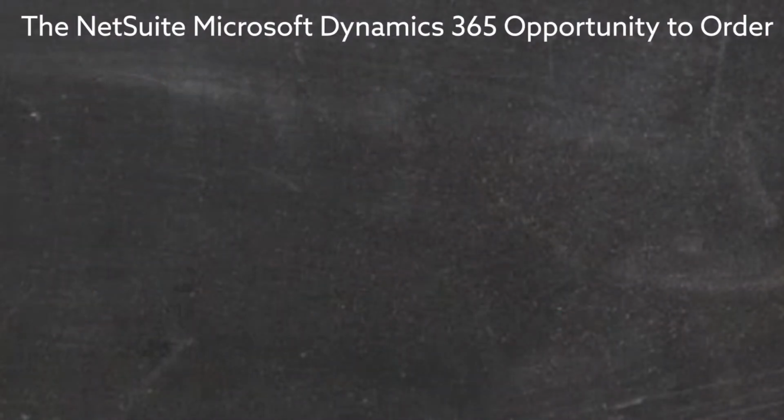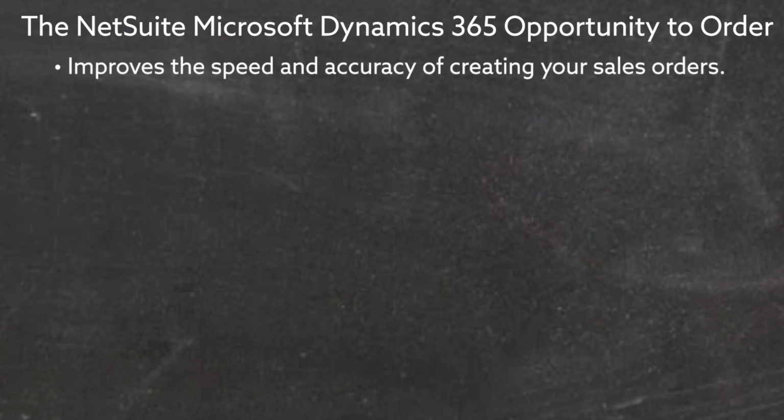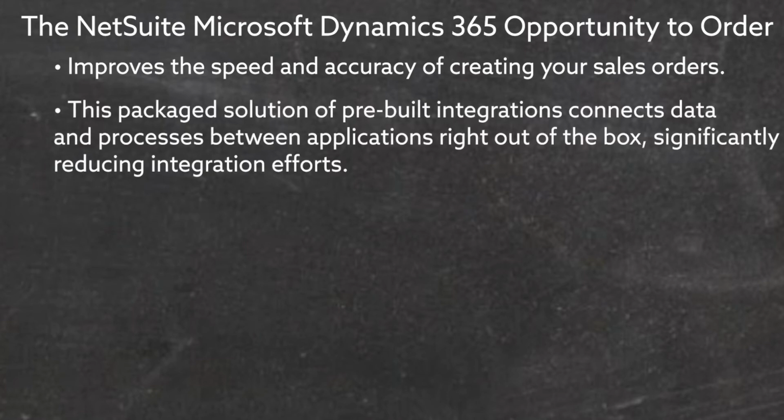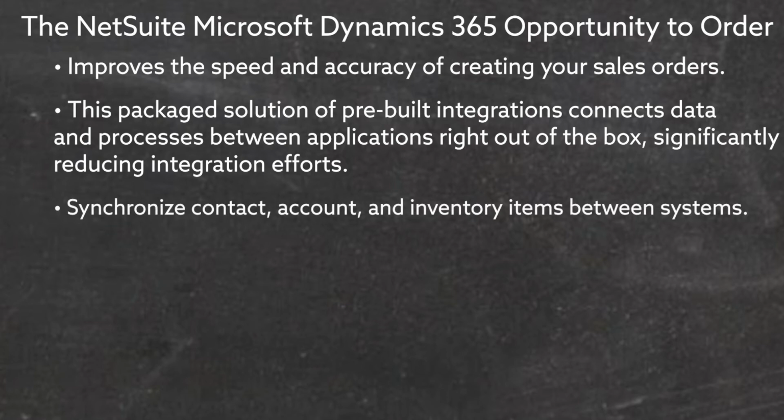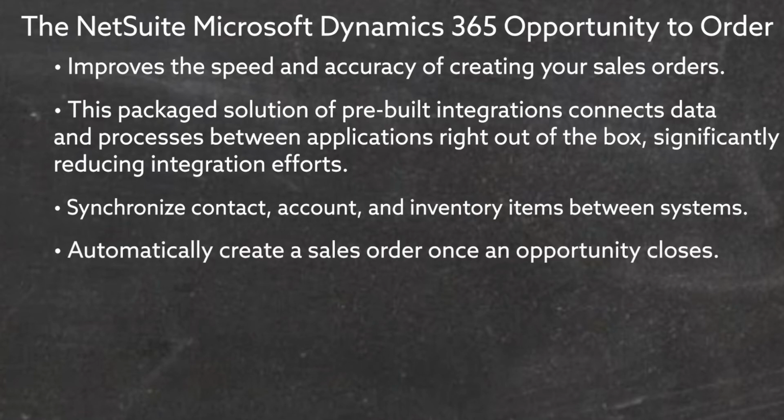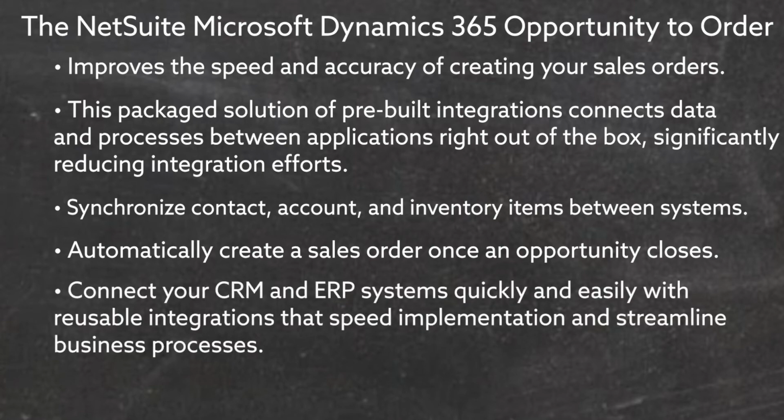The NetSuite-Microsoft Dynamics 365 Opportunity-to-Order process template improves the speed and accuracy of creating your sales orders. This packaged solution of pre-built integrations connects data and processes between applications right out of the box, significantly reducing integration efforts. Synchronize contact, account, and inventory items between systems. Automatically create a sales order once an opportunity closes. Connect your CRM and ERP systems quickly and easily with reusable integrations that speed implementation and streamline business processes.